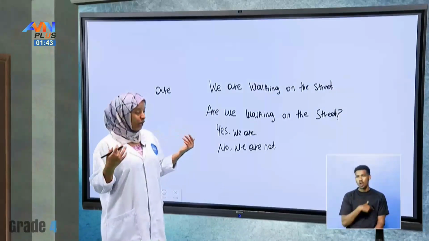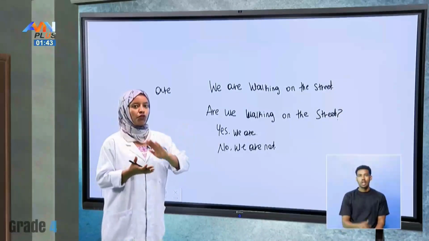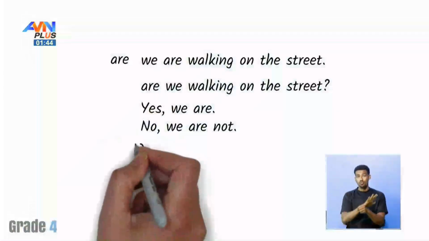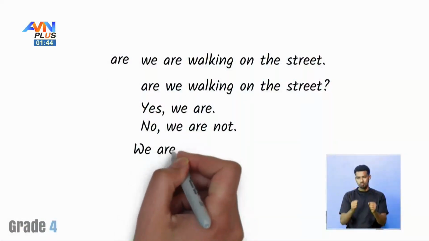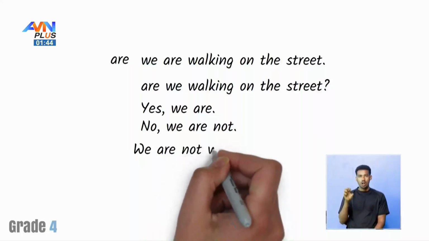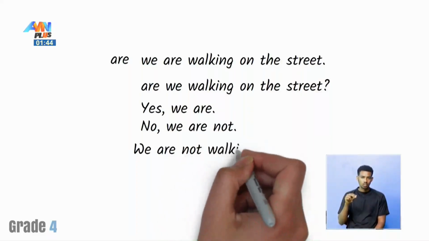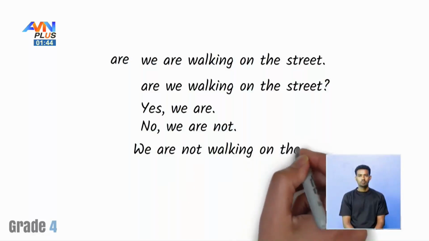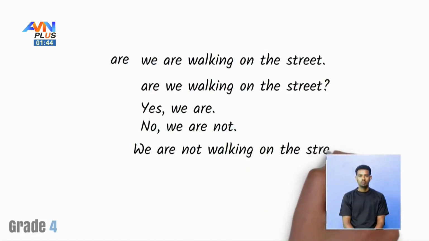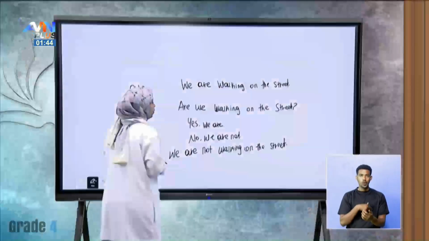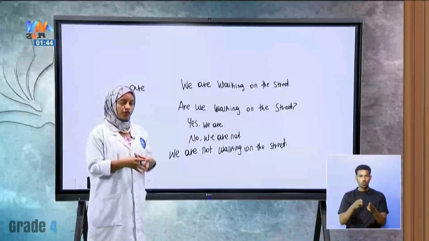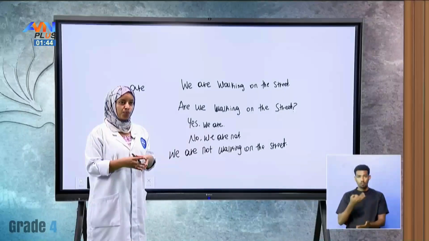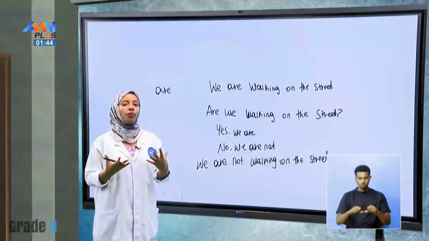And also to make long sentences with a full sentence, you can say, we are not walking on the street. Here is, we are not walking on the street. This is the negative form of present continuous tense.